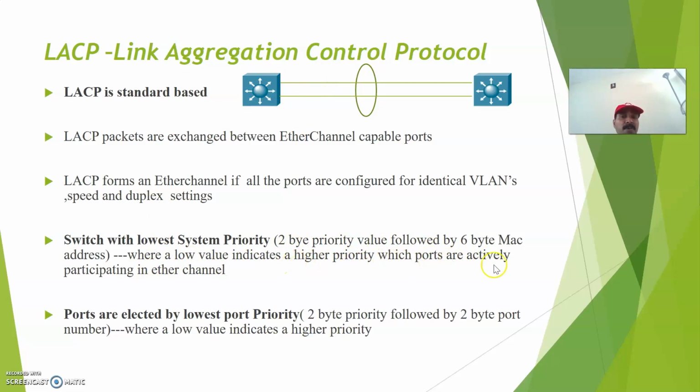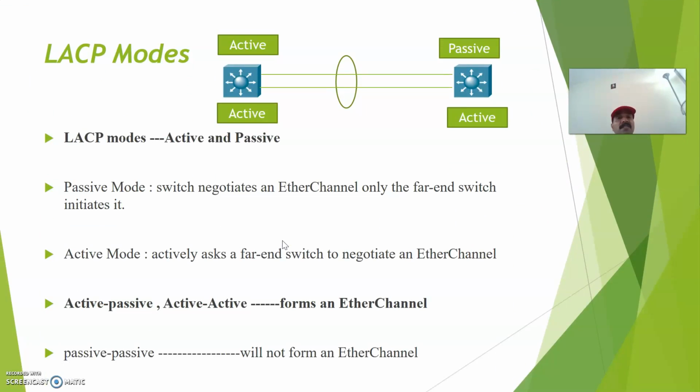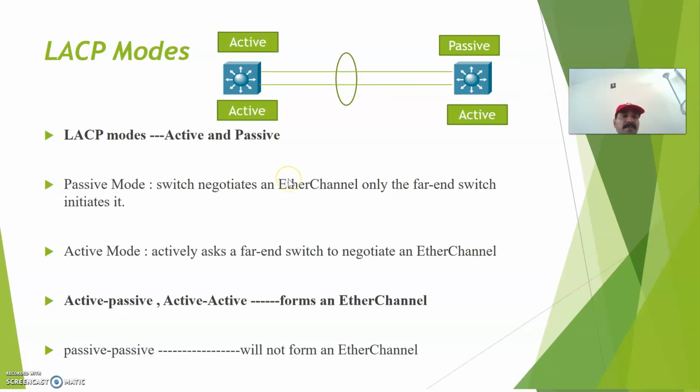So this determines which ports are actively participating in the EtherChannel, and ports are elected by the lowest port priority. And what are the LACP modes? Active and passive mode. In passive mode, the switch negotiates an EtherChannel only if the far-end switch initiates. In active mode, it will actively ask the far-end switch to initiate or negotiate an EtherChannel. So both should be either passive-active or active-active mode to form an EtherChannel. If both are in passive mode, it will not form an EtherChannel.